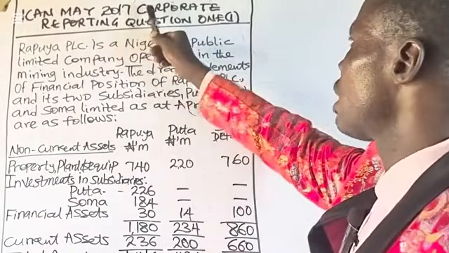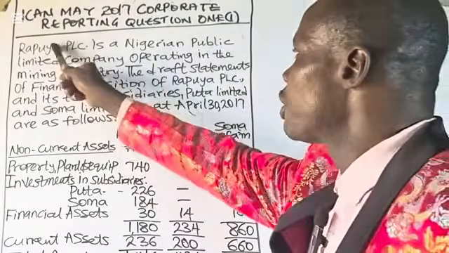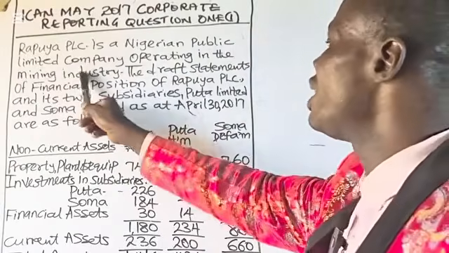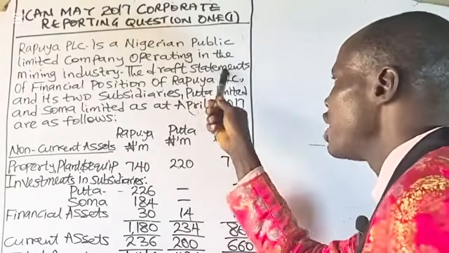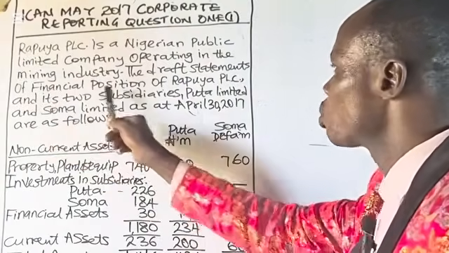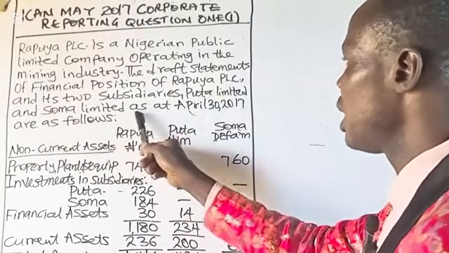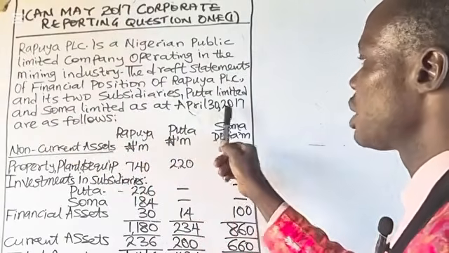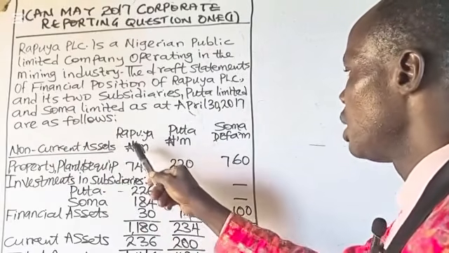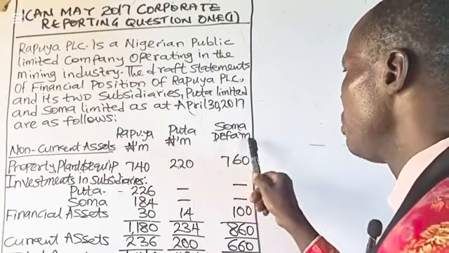ICAN May 2017 corporate reporting question number 1. Rapuya PLC is a Nigerian public limited company operating in the mining industry. The draft statements of financial position of Rapuya PLC and its two subsidiaries, Puta Limited and Soma Limited, as at April 30, 2017 are as follows. We have Rapuya in million naira, Puta in million naira, Soma in million DEFA.